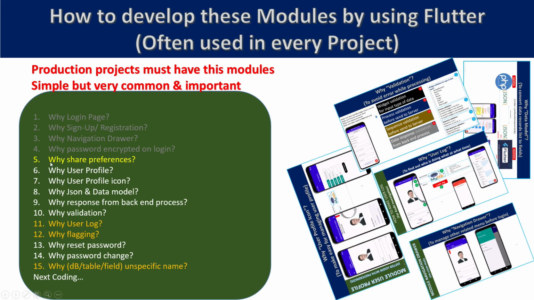We have more project or module. This module, a production project must have this module, because this is a simple project or simple module, but very common and important. In a production project, we must have all these modules.